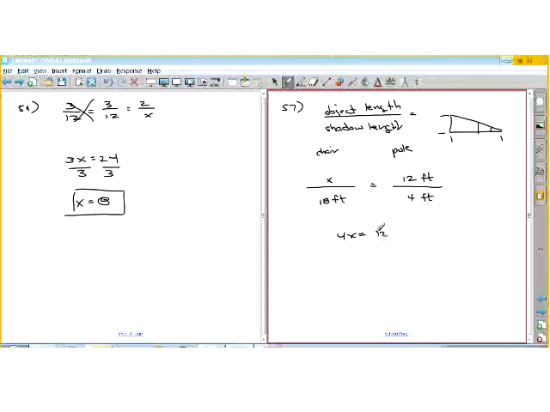So now we just have to multiply it out. You get 4x is equal to 12 times 18. 12 times 18 is 216. So x is 216 divided by 4, dividing both sides by 4. And I get 54 feet. So the chair is 54 feet tall.